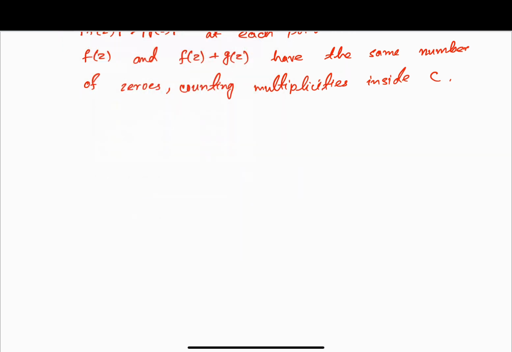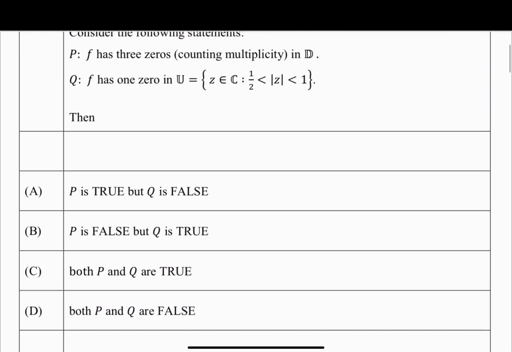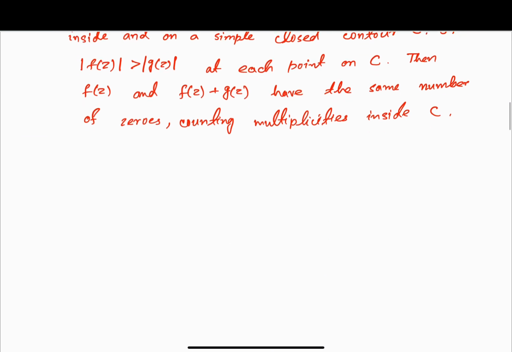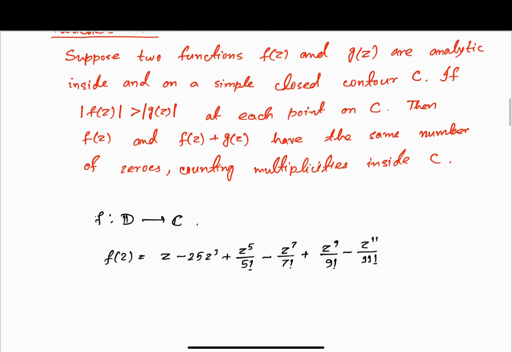So first, what it is saying: f(z) is given as z minus 25z cube plus z to the power 5 by 5 factorial up to z to the power 11 by 11 factorial on the unit disk, and it is saying that f has 3 zeros inside D. So f is a map from the unit disk to C, and f(z) is z minus 25z cube plus z to the power 5 by 5 factorial minus z to the power 7 by 7 factorial plus z to the power 9 by 9 factorial minus z to the power 11 by 11 factorial, right? So we want to use Rouché's theorem.